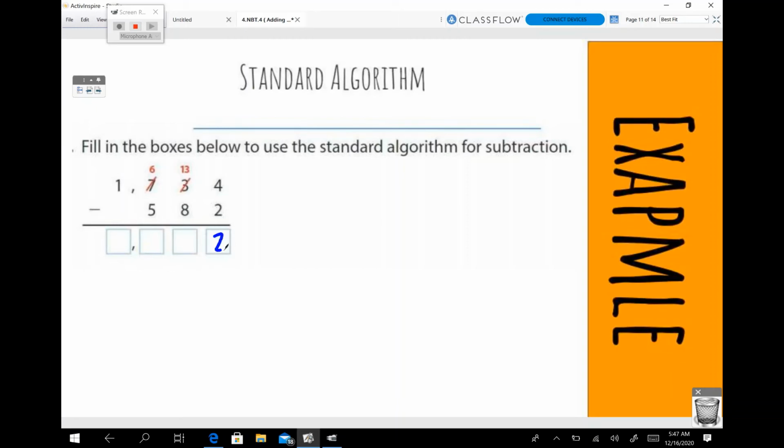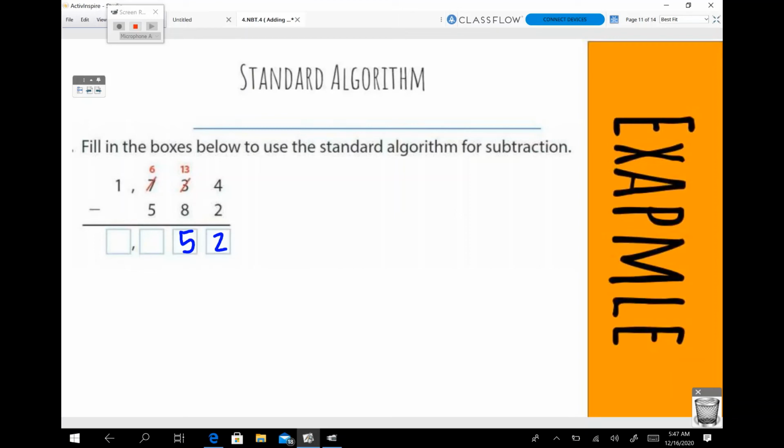Good, 2. All right, so notice here, originally we could not take 8 from 3. So they had to borrow from the hundreds column. They took 100 from the hundreds column and moved it over to the 10, which is what made this 13 tens. And then that left us with 6 hundreds. So if I take 8 from 13, that's going to give me 5.